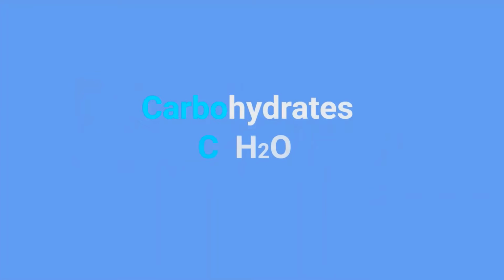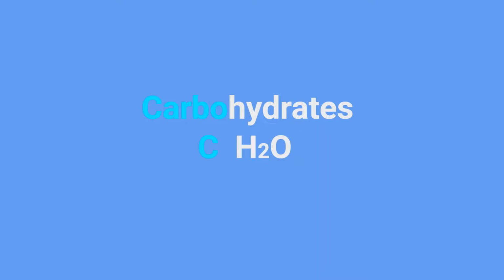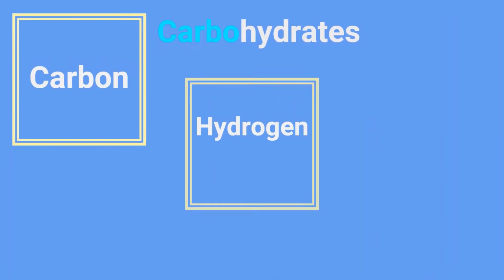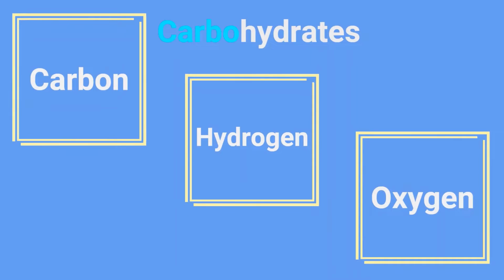Carbohydrates are sugar molecules, also known as carbs. The word carbohydrate itself explains what its composition is. While carbo stands for the atom carbon, hydrate refers to water, which is composed of two hydrogen atoms and an oxygen atom. It means that carbohydrates are composed of carbon, hydrogen, and oxygen.